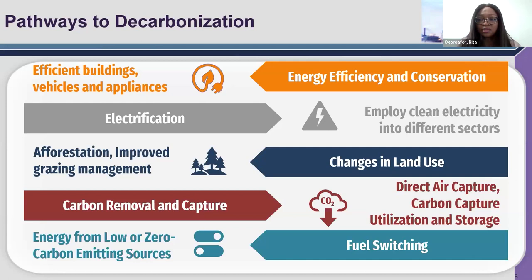Then changes in land use, because with frequent felling of trees, cutting down of trees, the CO2 that is usually stored in these plants is immediately released to the environment. So these things cause release of CO2. Now, if we reduce the frequency of cutting down of these trees, we would reduce this amount of CO2 in the environment. Then afforestation means growing back of trees. And because we know that plants utilize CO2 for photosynthesis, they will be able to extract CO2 from the environment.